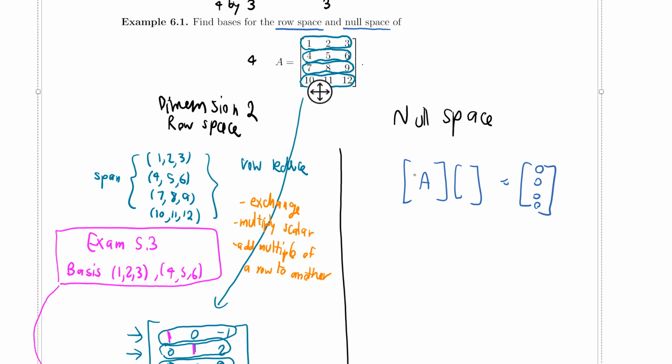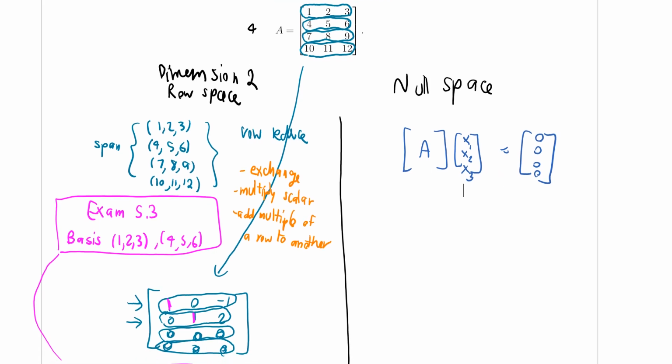Because the dimension of my A is 4 by 3, my variable vector here is going to be x1, x2, and x3. So the solution space for this matrix equation is going to be my null space. Whatever vector that when I multiply by matrix A and get 0 coming out belongs to my null space. So, to find the null space of a matrix A, I'm just going to need to solve this matrix equation.